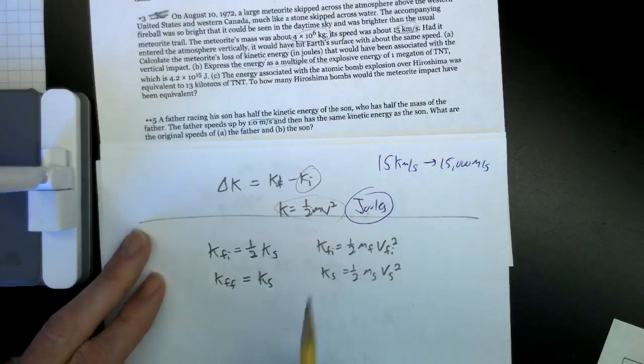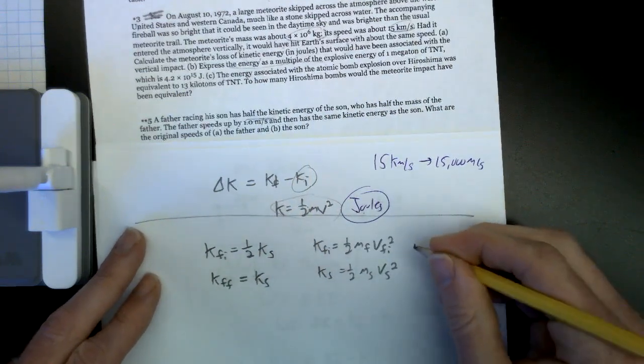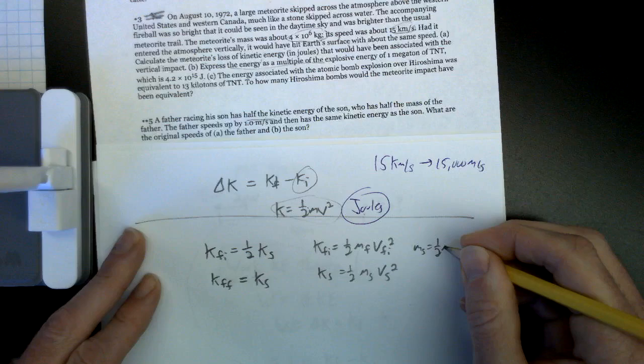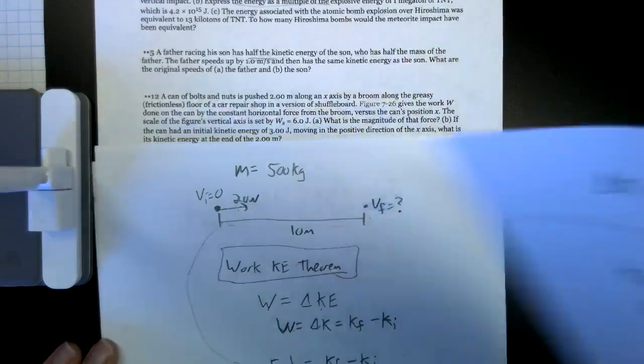So now the final kinetic energy of the father is equal to the kinetic energy of the son, and you can work it all out. Oh, we also have that the son has half the mass of the father. So the mass of the son is half the mass of the father. It's just playing with some variables and moving them around, and you can figure it all out. Okay, let's see what else we have. This is the Cannon nuts and bolts.